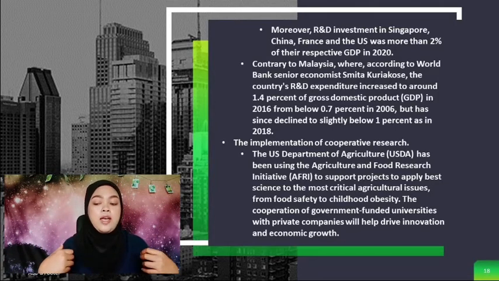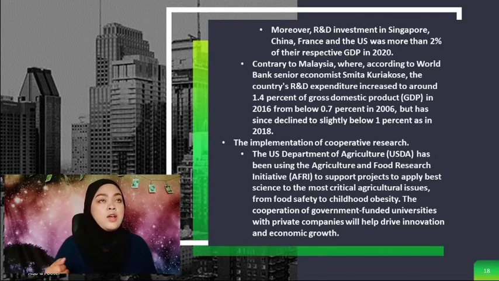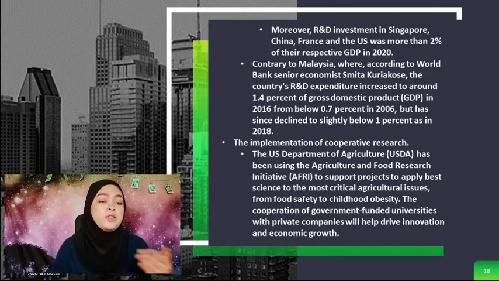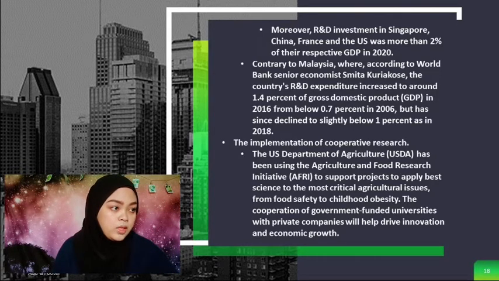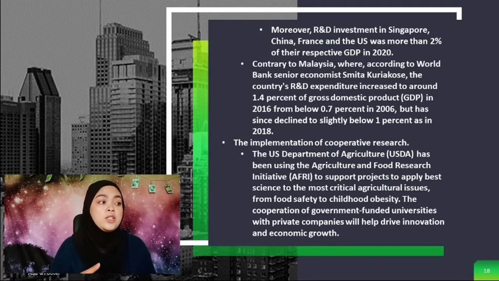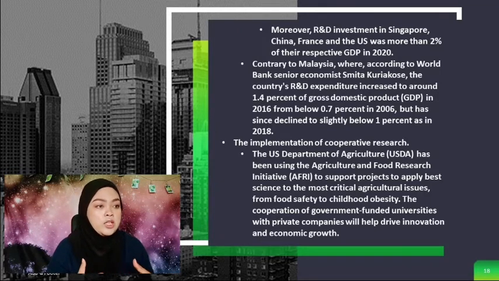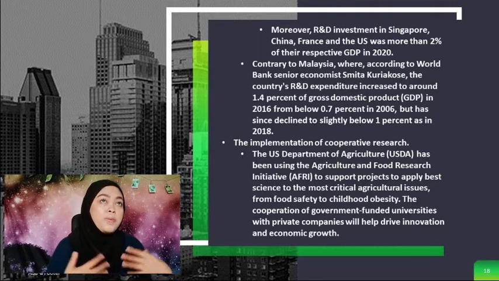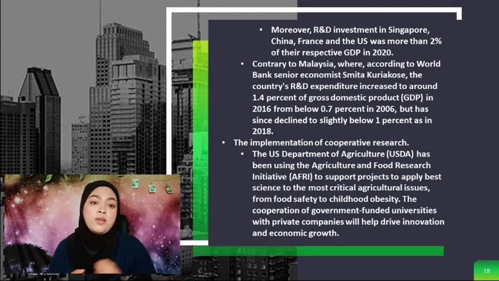We are having a cooperation with the farmers, with the private company, with the university or college. For example, in the US, the US Department of Agriculture has used the Agriculture and Food Research Initiative to support projects that can solve the critical issue at that time, from food safety to childhood obesity. So farmers and other researchers collaborate in order to manage this childhood obesity problem.